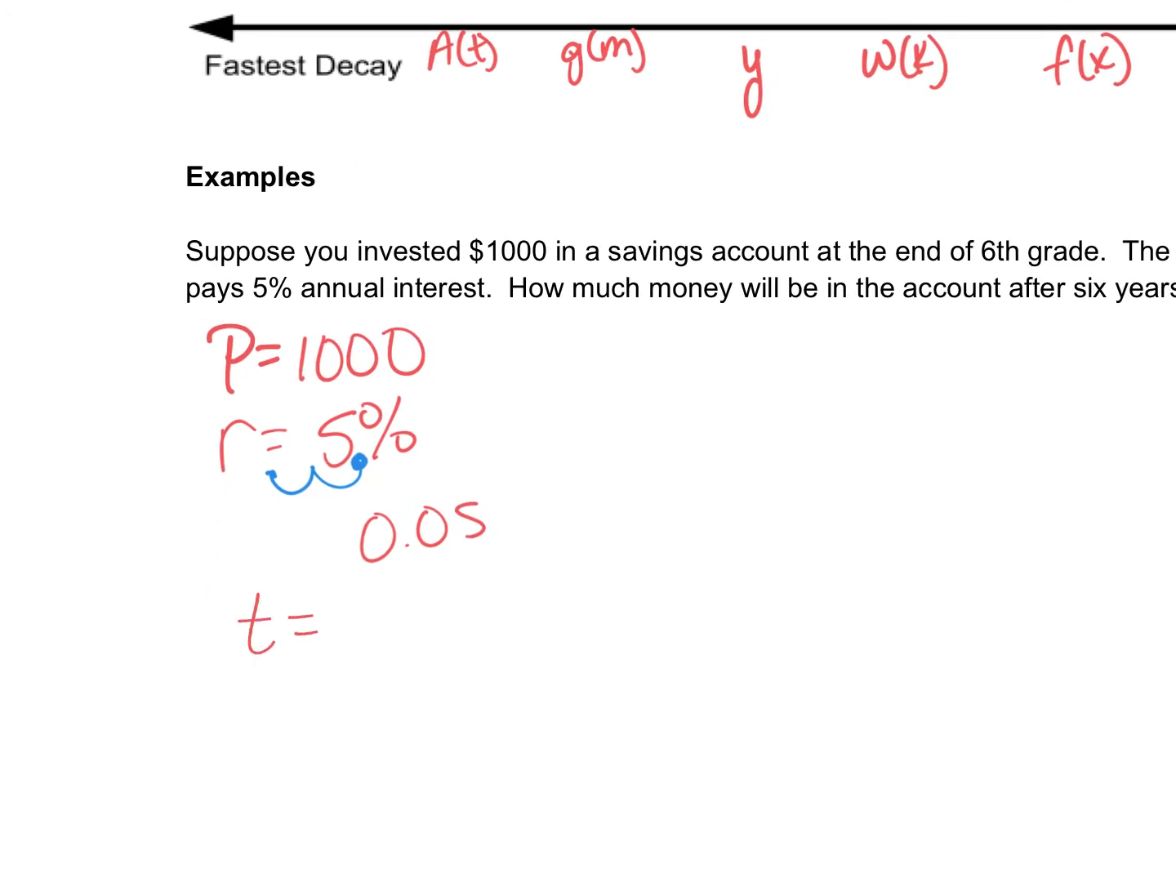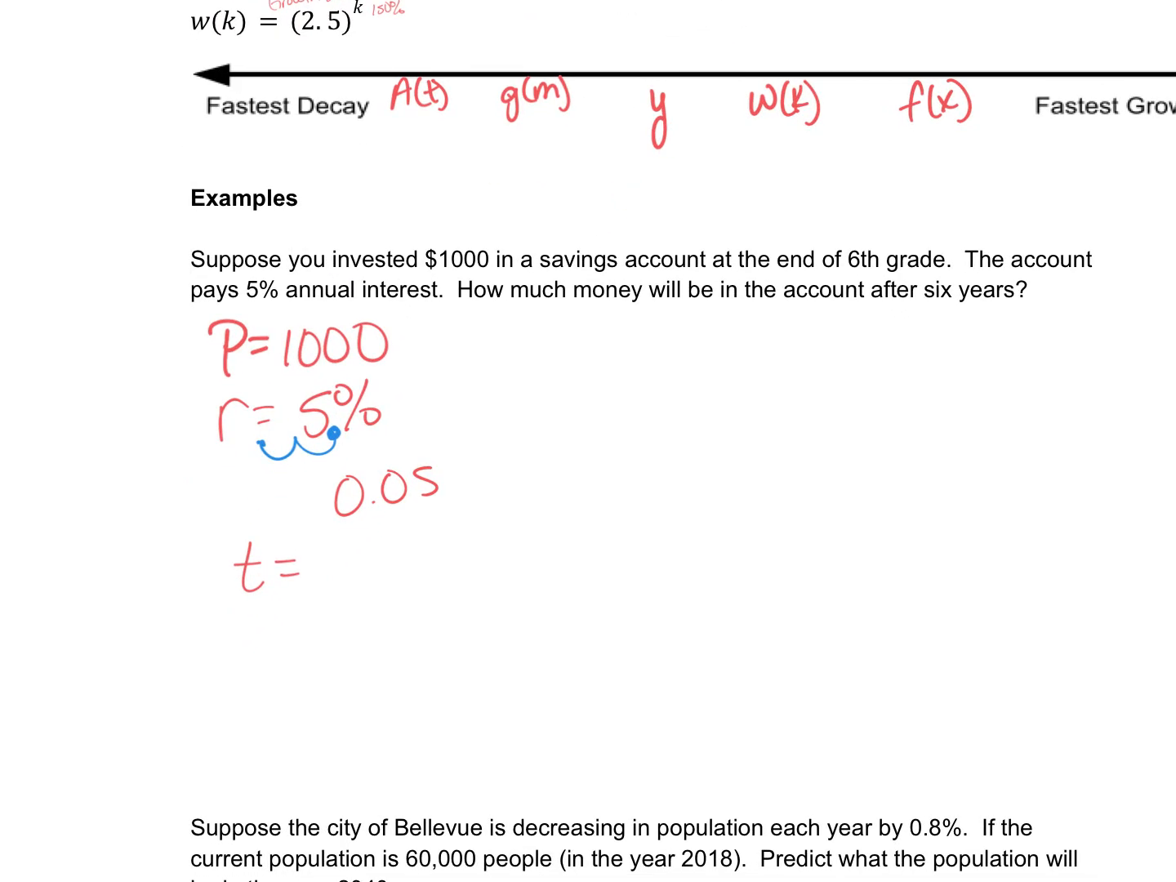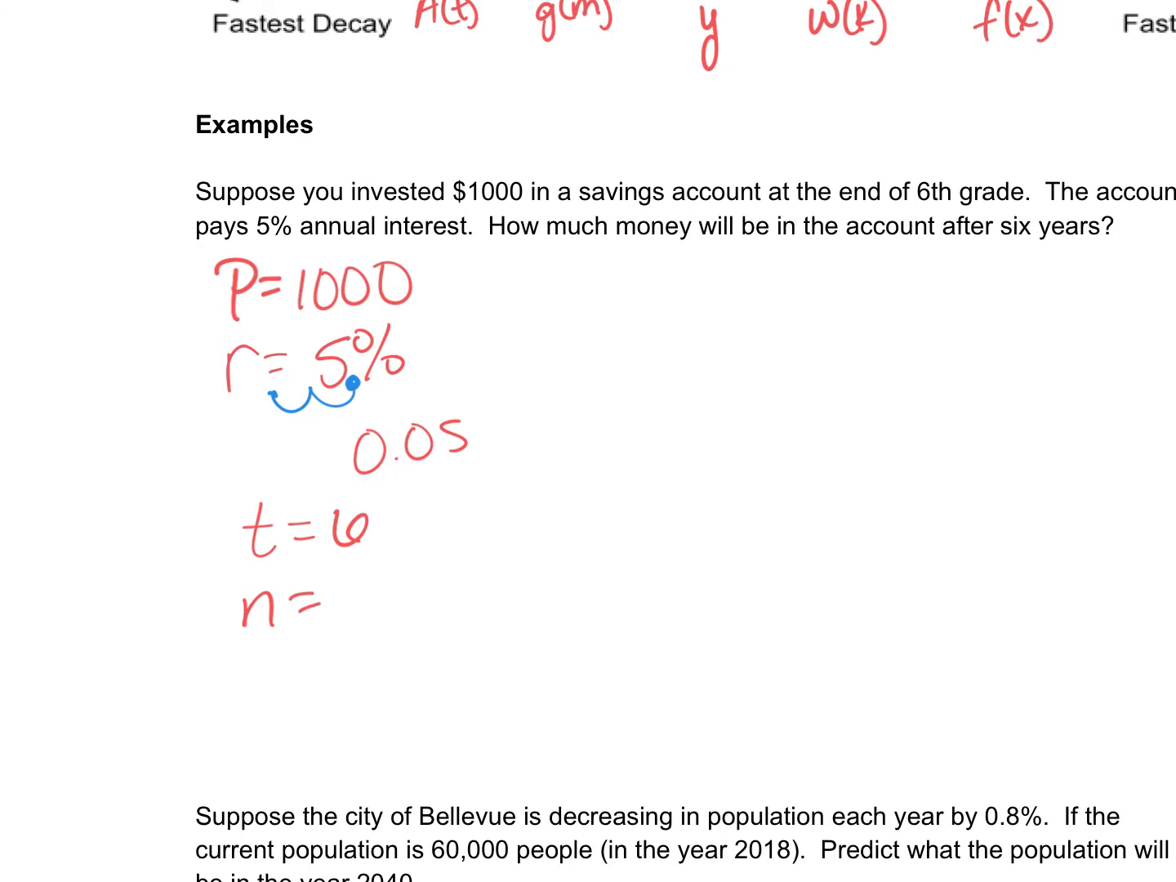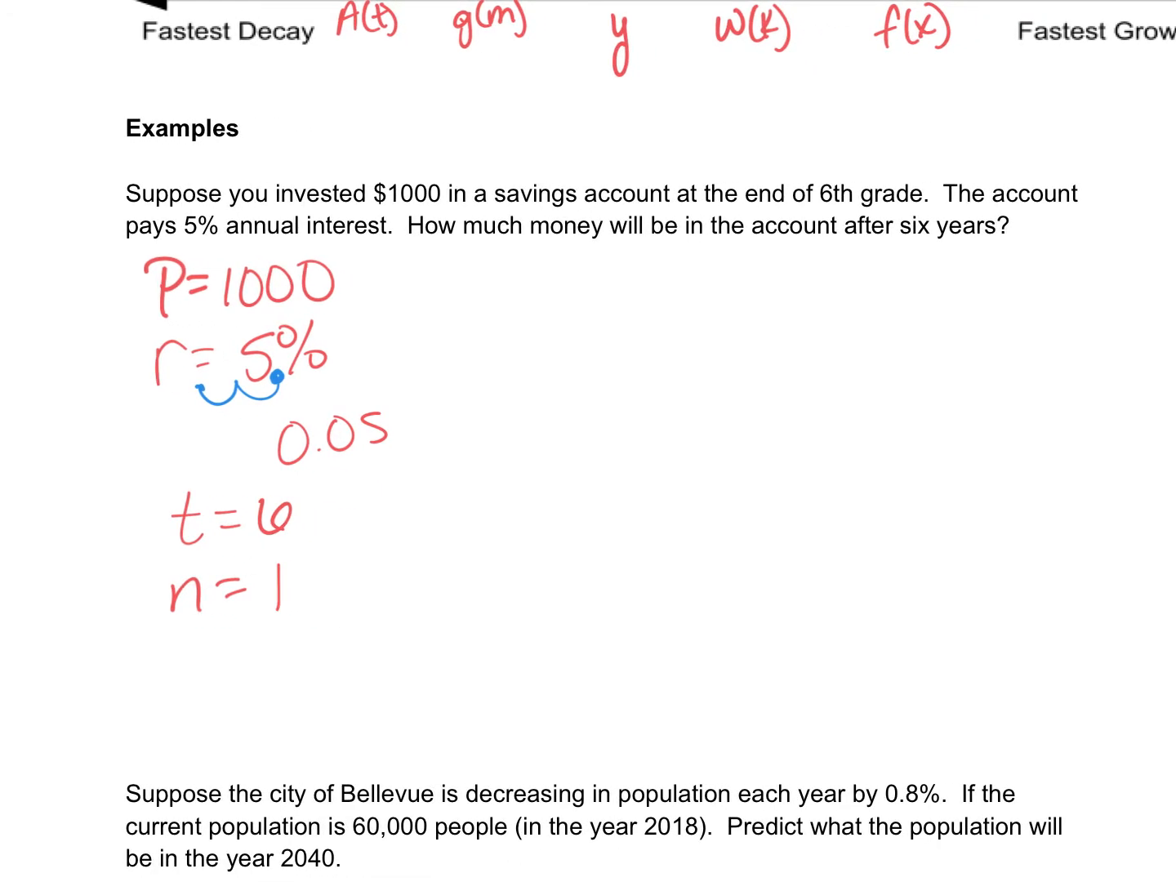Okay, the time, it says after 6 years, so that would be 6, and the N. The N on this, unless they tell you that something is compounded quarterly or monthly or weekly, usually your N is 1, and in this case it is because it's only compounded once a year. Okay, so usually it is 1. All right, so now we've got enough information, let's plug it in.